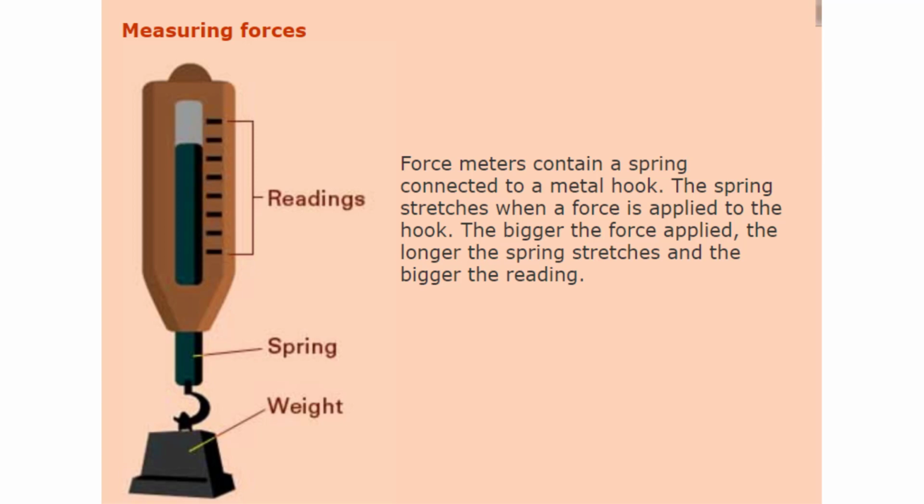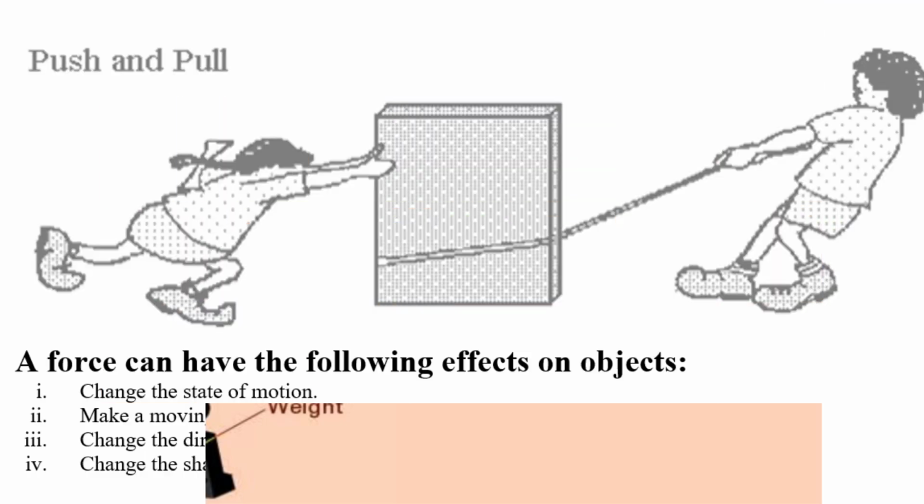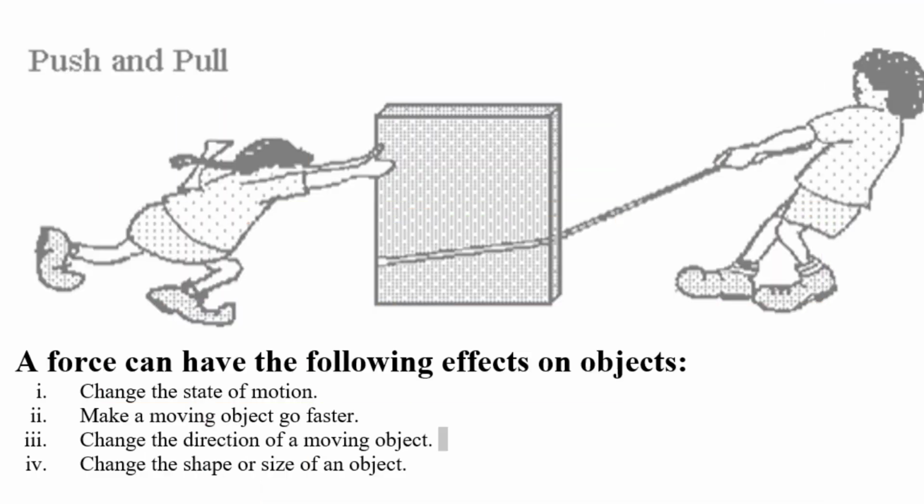A force can have the following effects on objects. 1. Change the state of motion. 2. Make a moving object go faster. 3. Change the direction of a moving object. 4. Change the shape or size of an object.